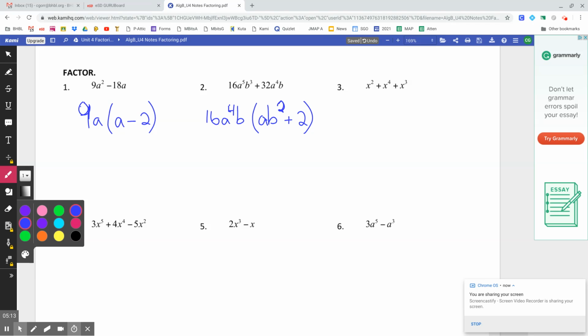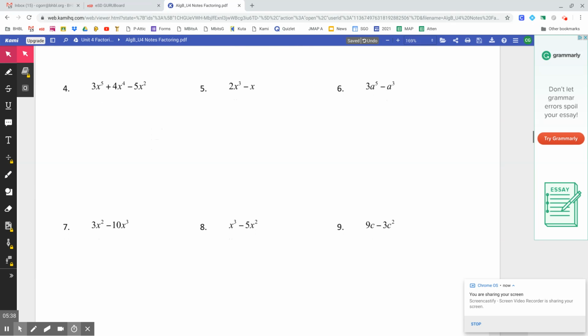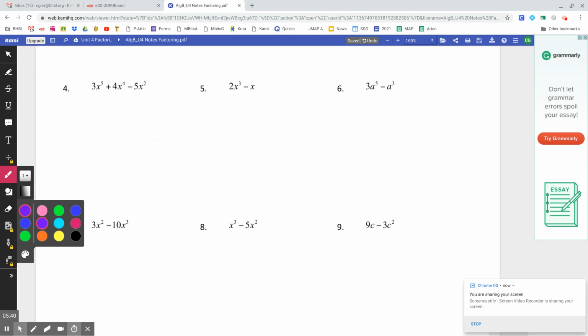Number 3. I'm looking for my greatest common factor. My greatest common factor here is going to be an x squared. I'll then have to multiply that by 1 plus an x squared plus an x. Number 4. My GCF in number 4 is an x squared. Then have to multiply that by 3, x to the third plus 2x squared minus 5.